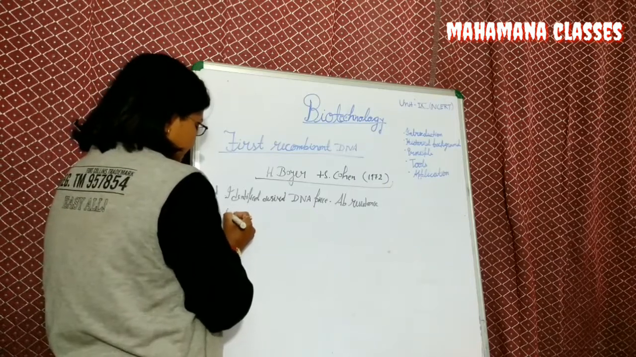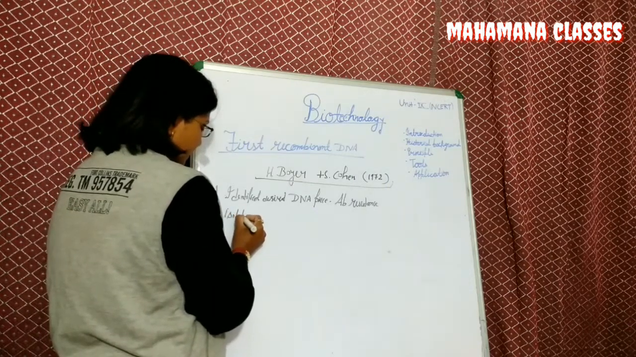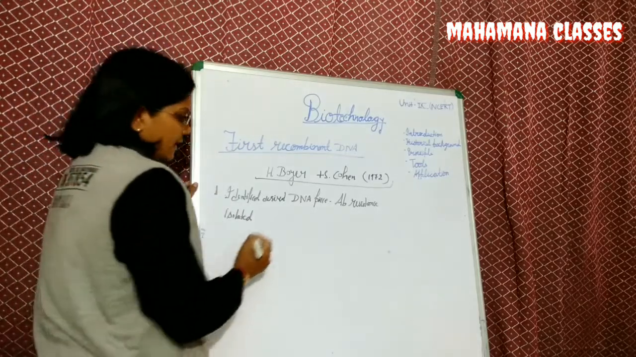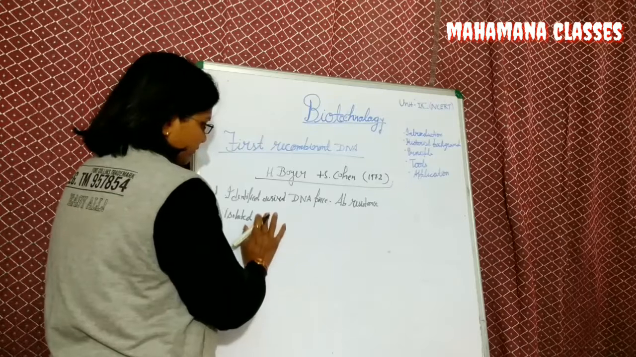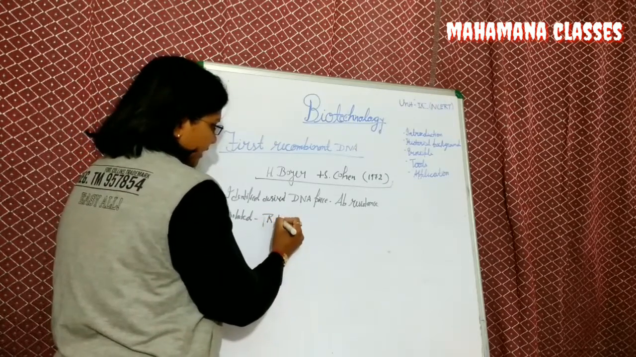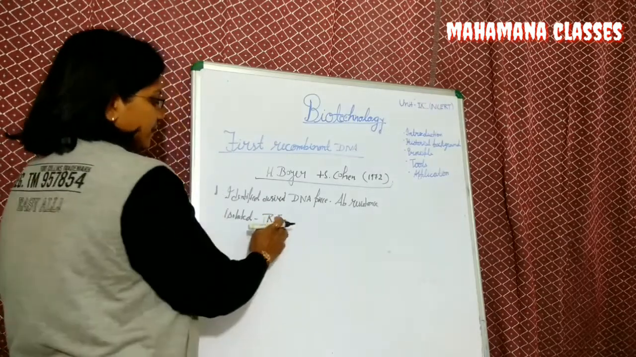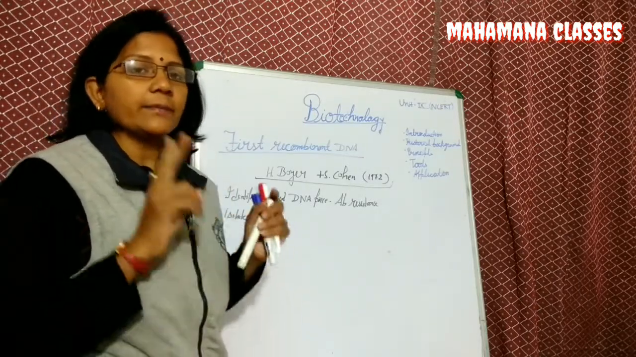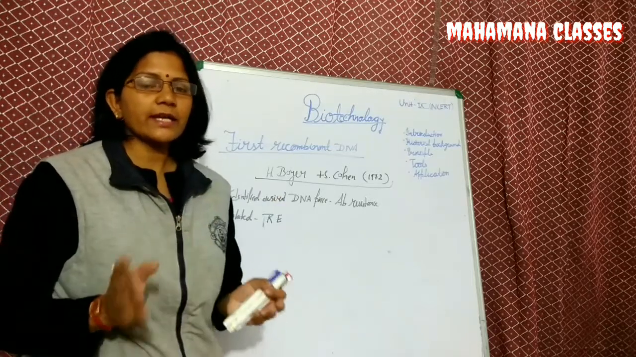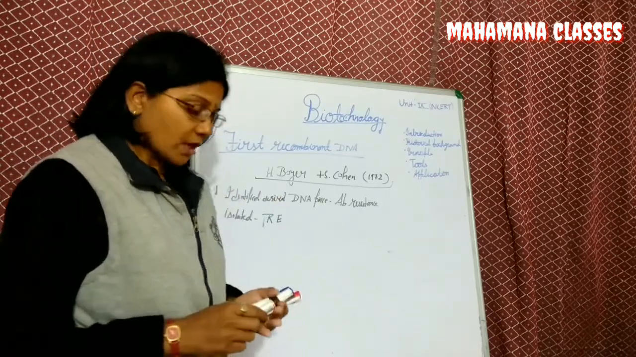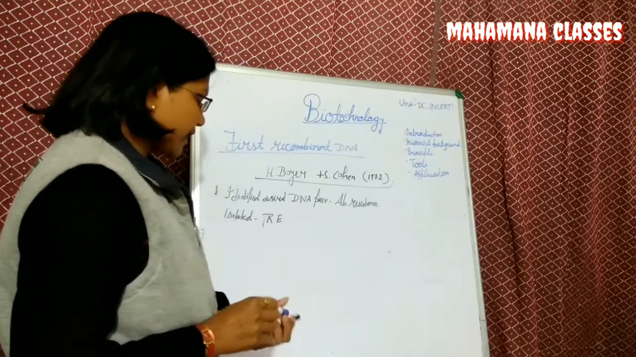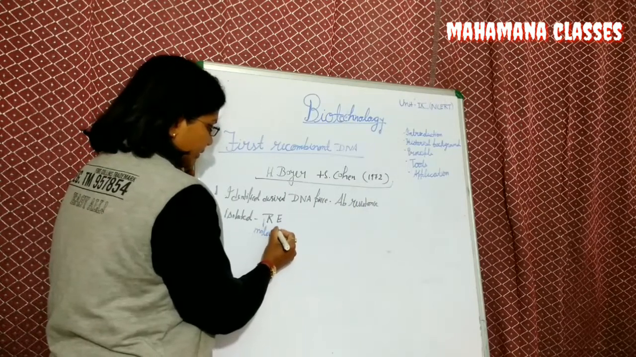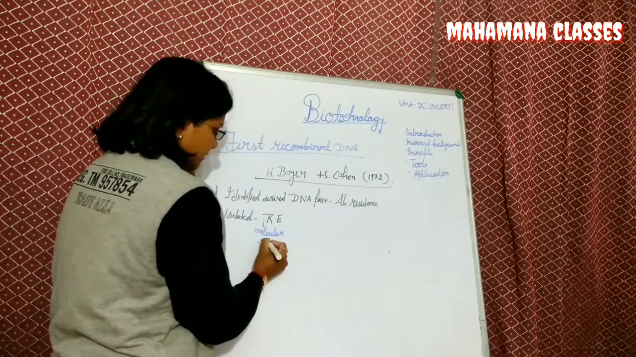Then they isolated it with the help of a restriction enzyme. As I have told you earlier, a restriction enzyme is an enzyme which cuts DNA into pieces at a specific site. So this restriction enzyme is also known as a molecular scissor.